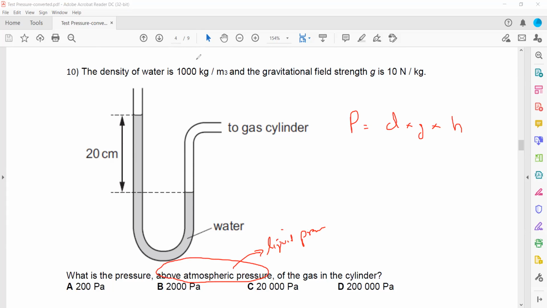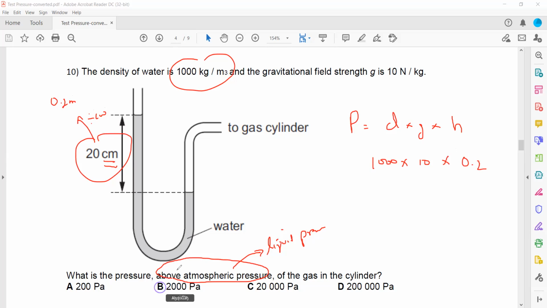What is the density of this liquid? 1000. What about the gravity? It is 10. But the depth, a very common mistake students make is that it is given in centimeter and they substitute in centimeter, so you will get a wrong answer. This depth should always be in meter. So we have to convert centimeter into meter by dividing by 100, so it will be 0.2 meter. So 0.2 multiplied by 10 is 2, and 2 multiplied by 1000 is 2000. So B will be the right answer.